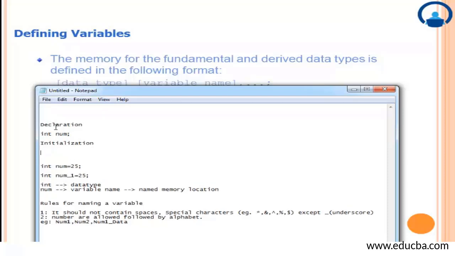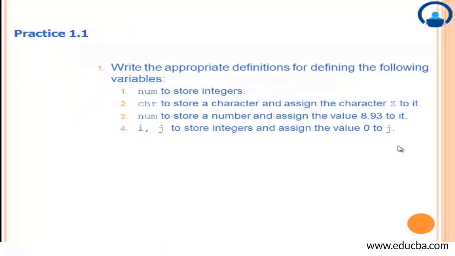And later on, if you write num is equal to 25. If you have declared your variable above, you don't need to write your data type again. You will just say num is equal to 25. This is called initialization. You can write declaration and initialization together also. So int num is equal to 25. In that statement, declaration and initialization are together.